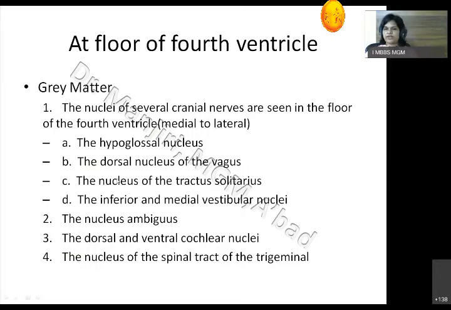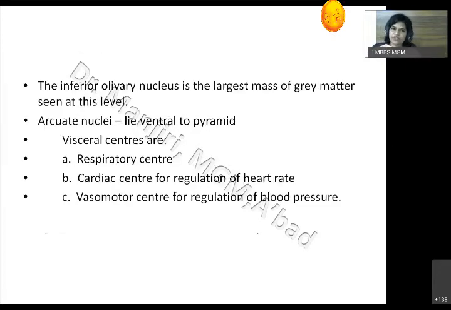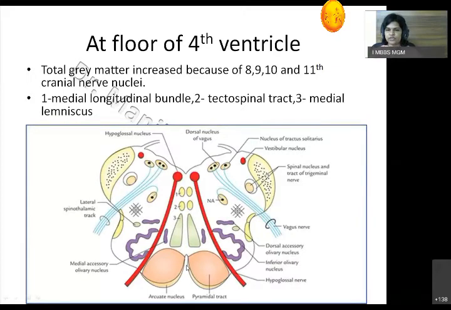The nucleus of tractus solitarius and inferior medial vestibular nucleus, which is related to the eighth cranial nerve. Then also we are able to see nucleus ambiguus, cochlear nuclei, and nucleus of spinal tract of trigeminal, which was same as in all three sections. So these are the gray matter. Then inferior olivary nucleus again present. Arcuate nuclei. In the diagram you are able to see arcuate nuclei. So ventral to the pyramid, there is collection of some nuclei. So this is arc shape, so it is called arcuate nuclei.